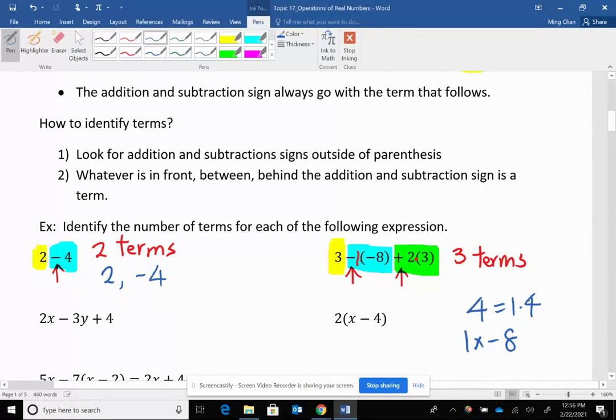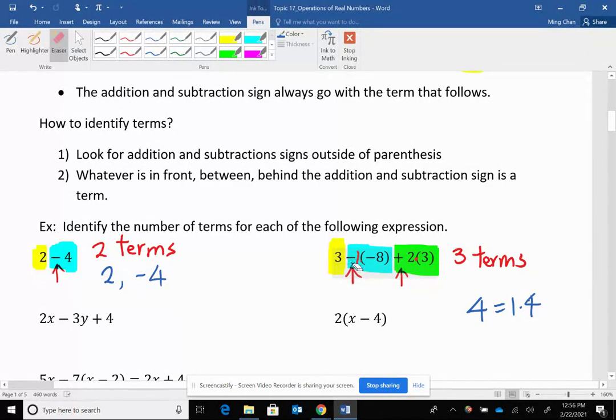Negative 8 is the same as 1 times negative 8. What that really means is every object is always multiplied by 1. So we know negative 8 is a term, right? But this term has two different signs. It has a subtraction sign in front of it along with a negative sign.